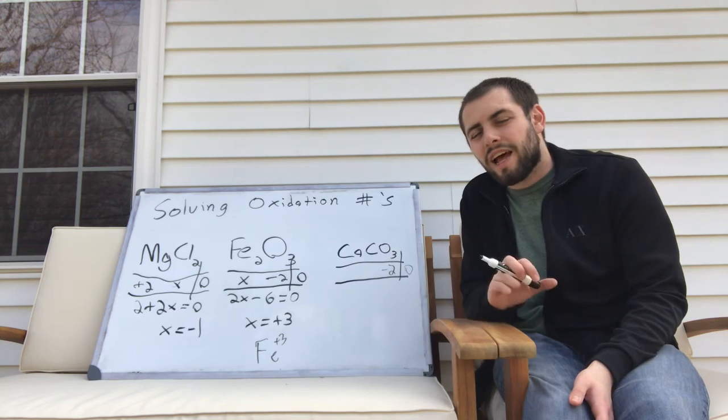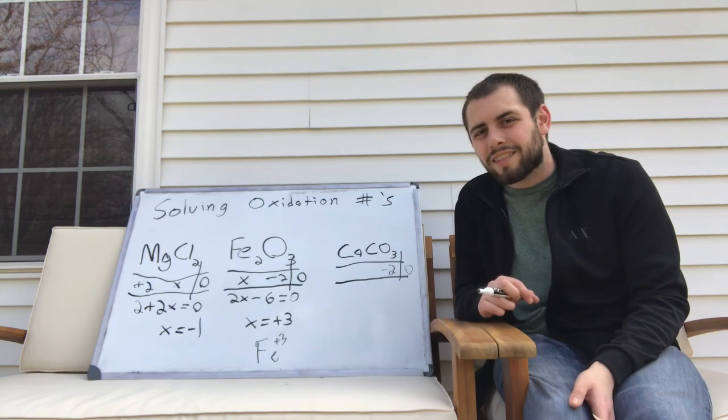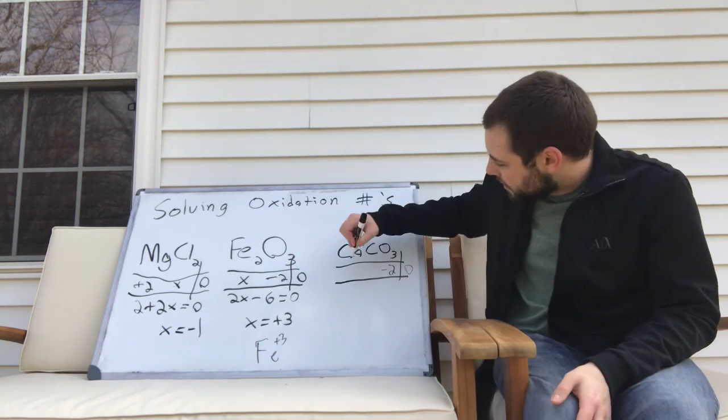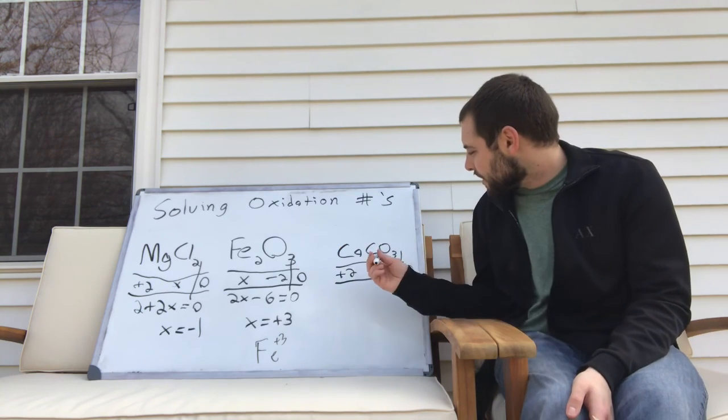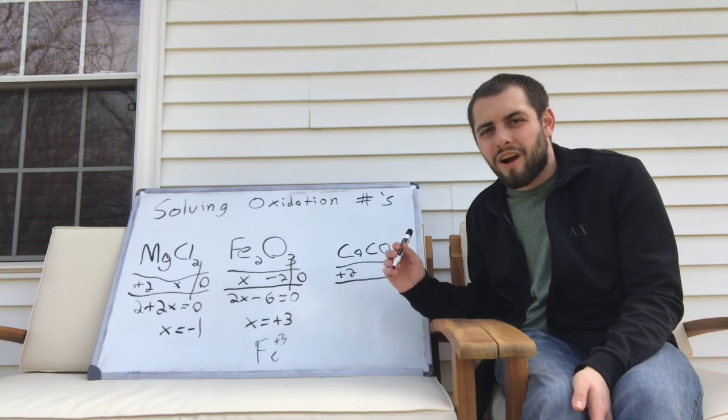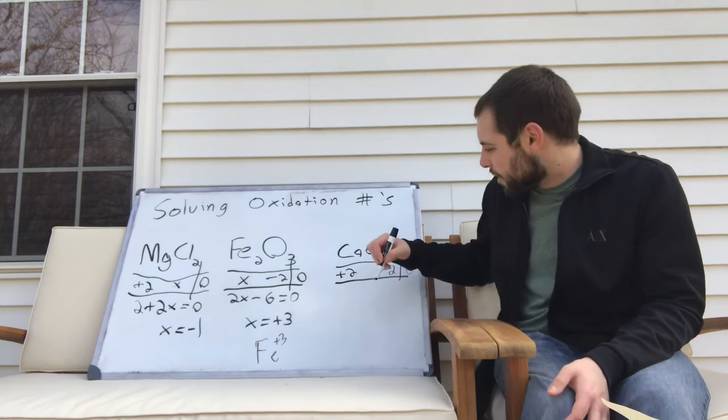Calcium. Calcium's an alkaline earth metal. It'll always have an oxidation state of +2. That's because it's so electropositive. Carbon this time. Carbon is my one that's going to be a variable.